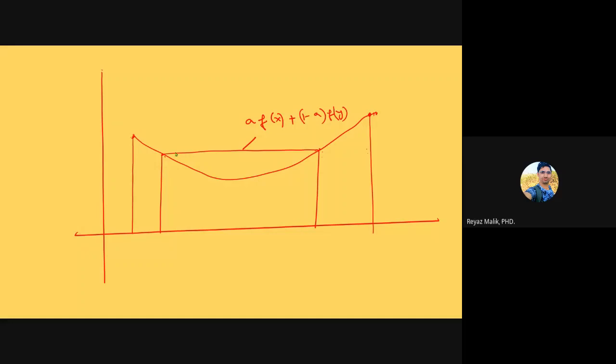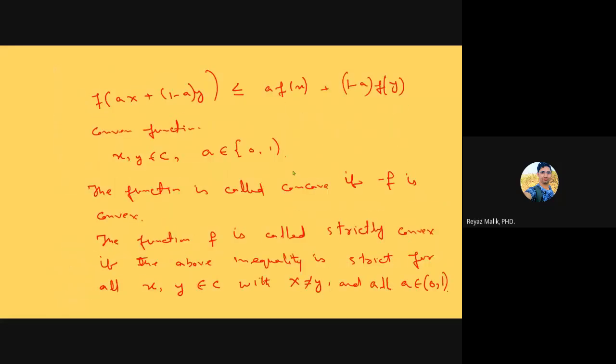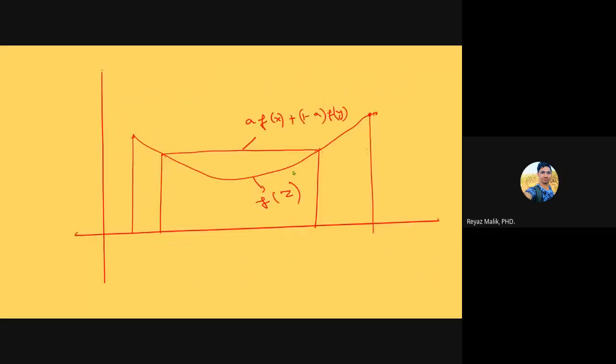So we have the functional form a f of x plus 1 minus a f of y. We can write this function as f of y, or for example f of z, where y and x we have above. Okay, so that's all about the total story of convex sets. No need to worry about anything. That's all.